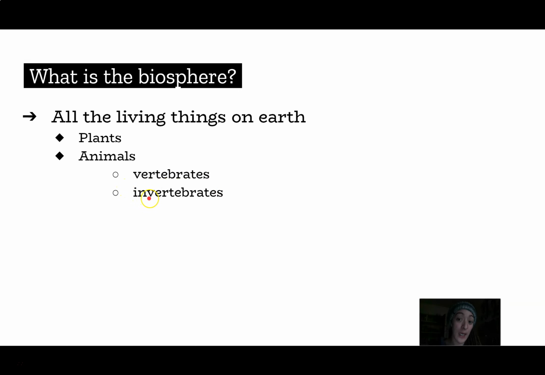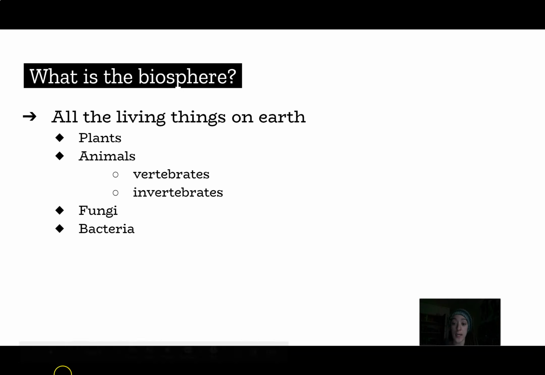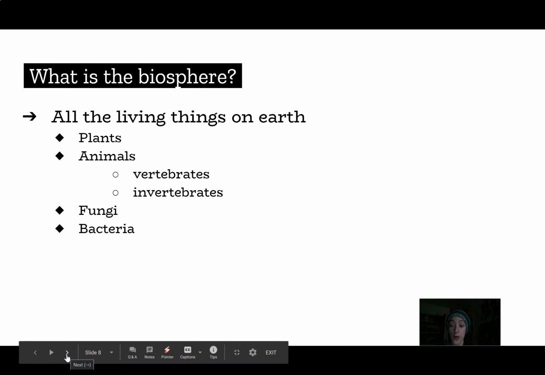And that would be insects and jellyfish and mollusks and snails, right? All of the different creatures that we've learned about, starfish, all of those invertebrates that make up our planet. Okay, and then we also have fungi, which are like mushrooms, and bacteria. So these are categories of living things on Earth.